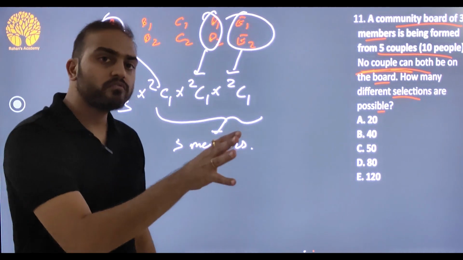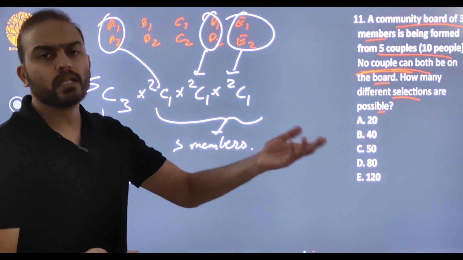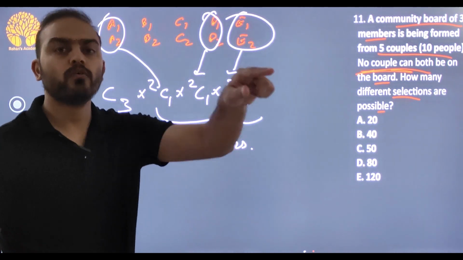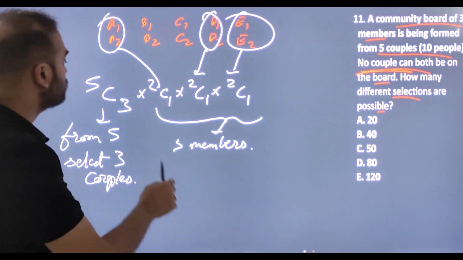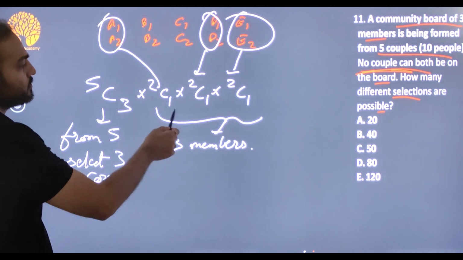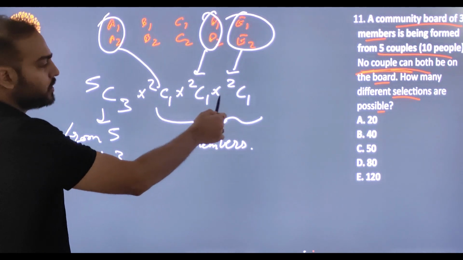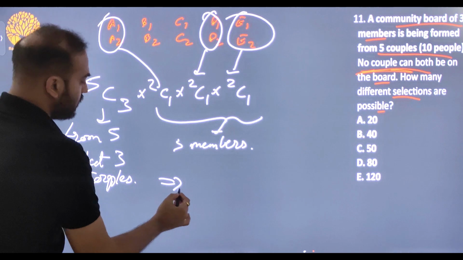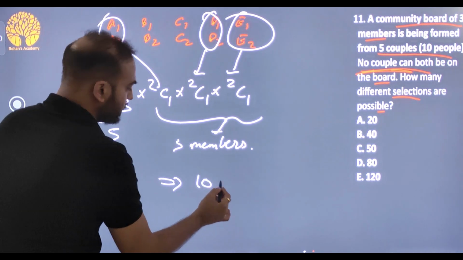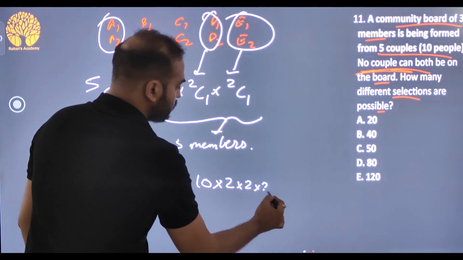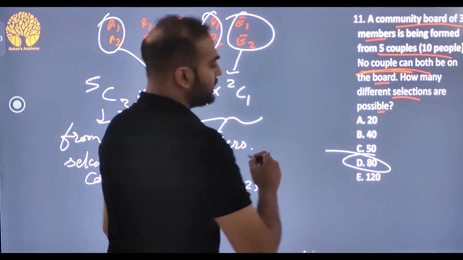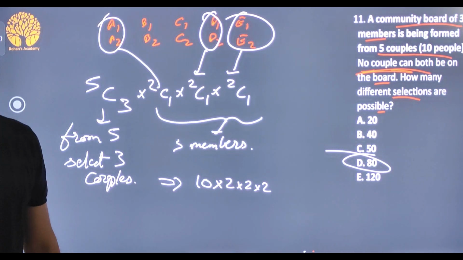Out of these 3 couples now, I tell them to pick one out of each. So from 5, 3 couples. Then from each couple, pick one member. If you solve that, 5C3 is 10 into 2 into 2 into 2. That's 80 ways.